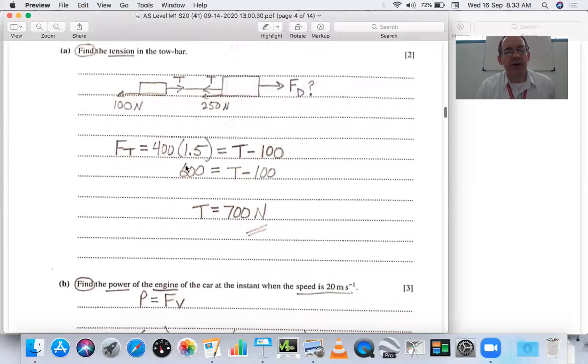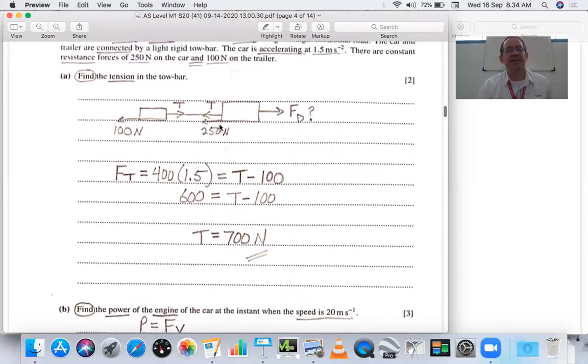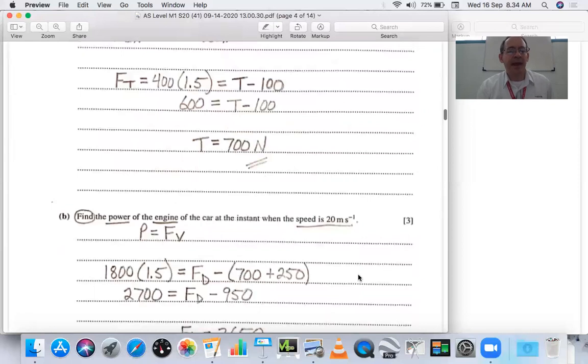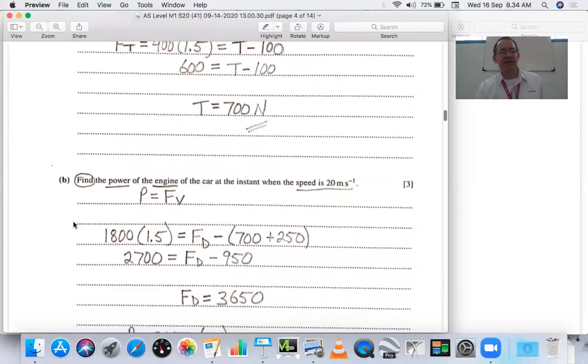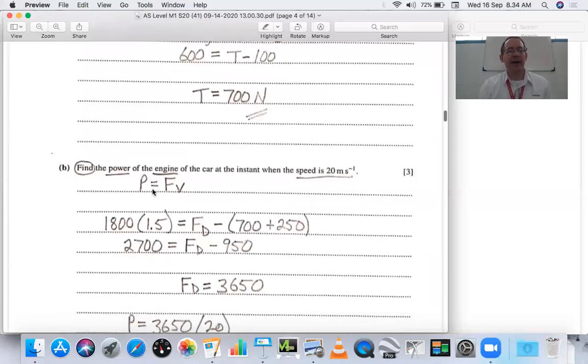And when we work that out, we get 600 for the net force. And for tension, we ended up with 700 newtons. Now that we know the tension, we can put those values in for T. And moving on, it wants us to find the power of the engine when the speed is 20 meters per second. Well, we know that power is force times velocity.